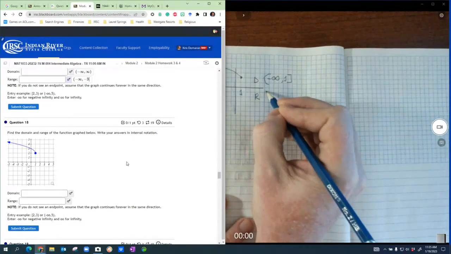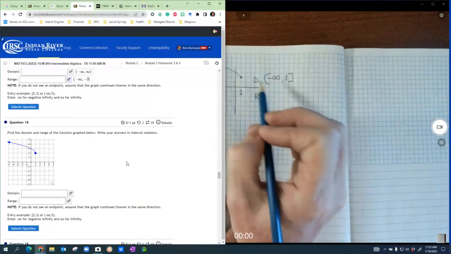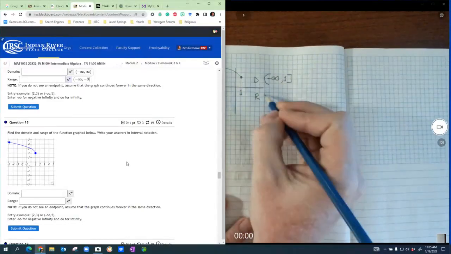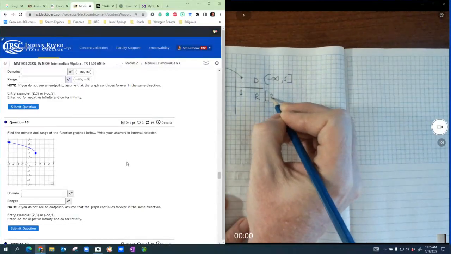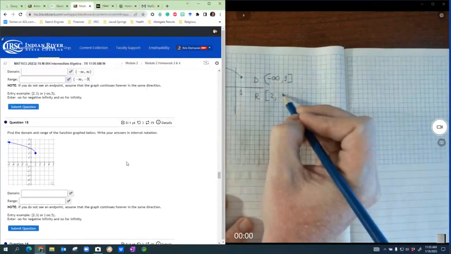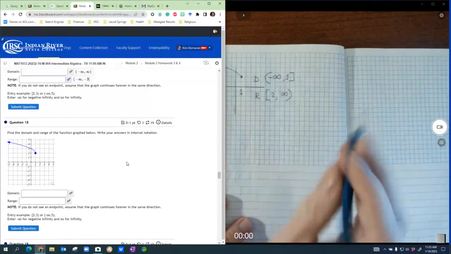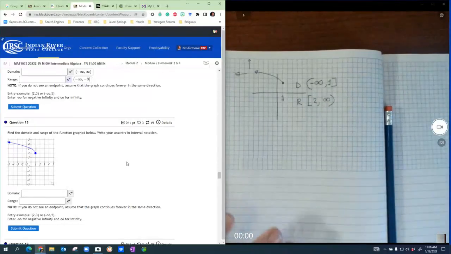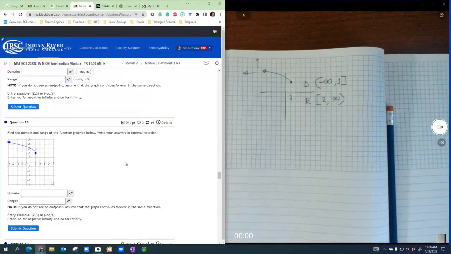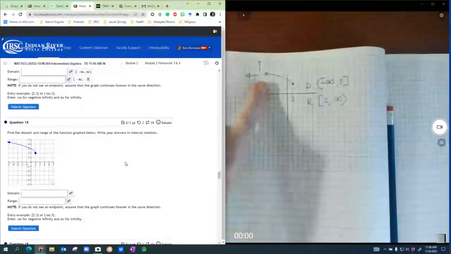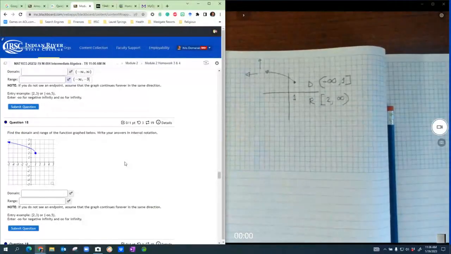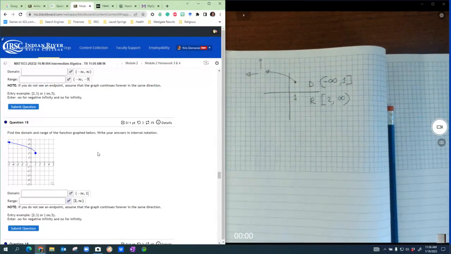Now the range is from bottom to top. It starts at 2, and it goes on forever up, so it's going to be positive infinity for that. Okay. I know I was off the frame for a little bit there, so there's what I was drawing. So here we have the answer for that one. I gave it to you, and this one as well. Looks like my answers are matching. That's always a good thing.